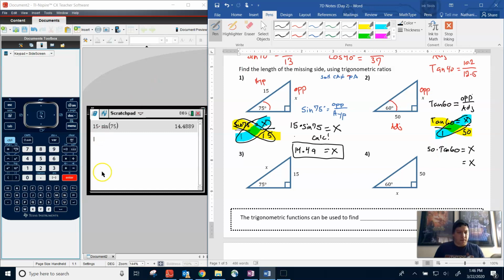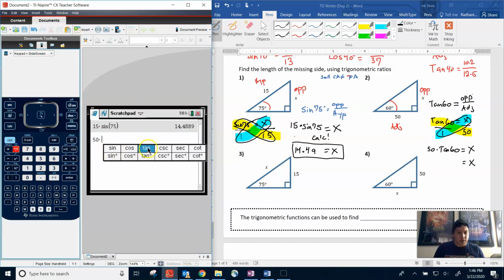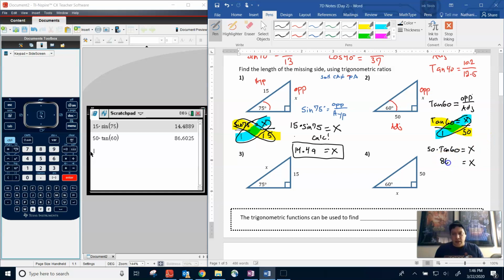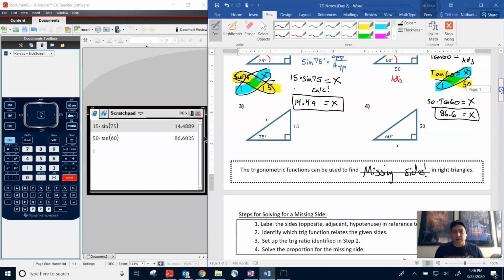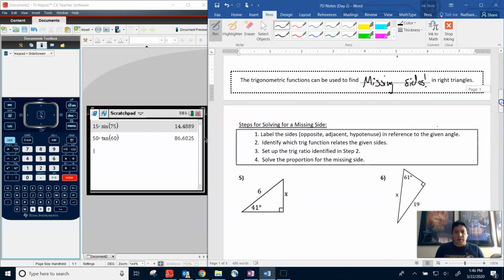Calculator. So let's put this in. 50 times tangent of 60. Hit enter. We get 86.602, the 2 rounds down, so it'll just be 86.6. Good enough. And that's it. So we're using these to find missing sides in triangles. Let's look at some harder cases.